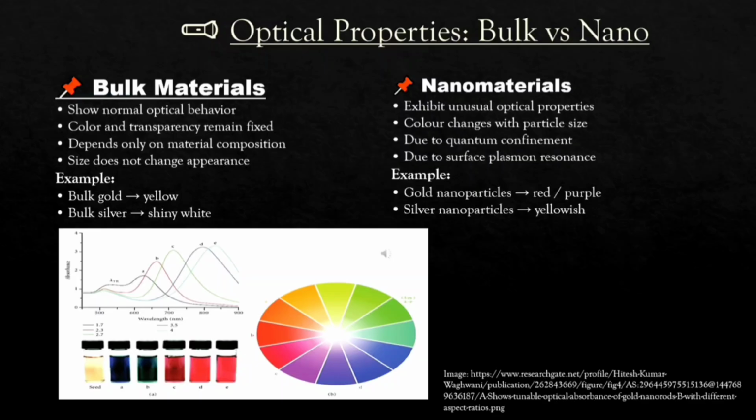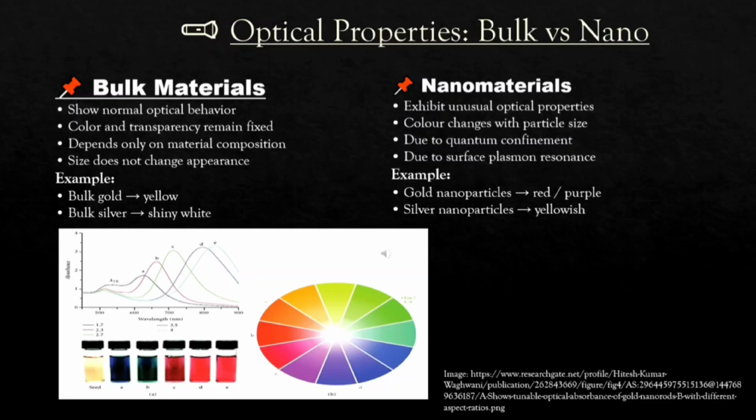Let us now compare the optical properties of bulk materials and nanomaterials. In bulk materials, optical behavior is mainly determined by the material's composition, and their color and transparency remain essentially fixed, and changing the size does not significantly alter their appearance. For example, bulk gold always looks yellow while bulk silver appears shiny white. However, when these same materials are reduced to the nanoscale, they begin to exhibit unusual optical properties.